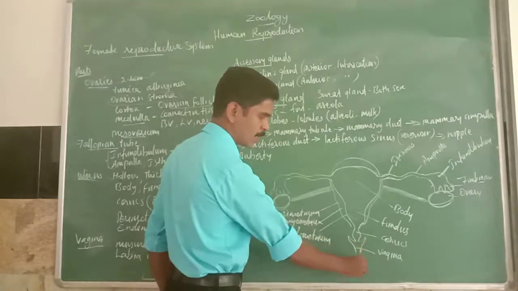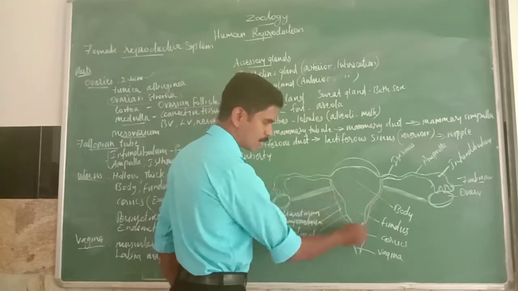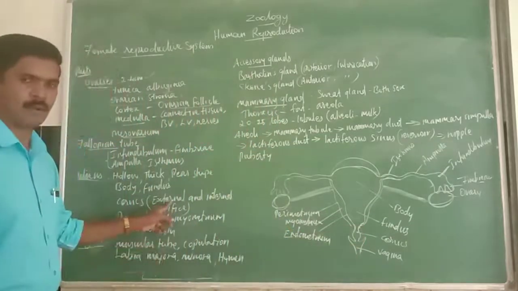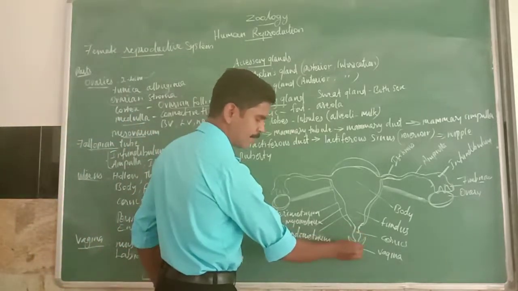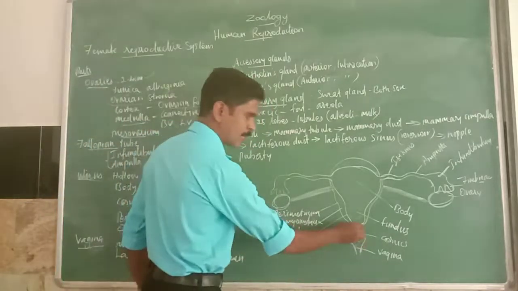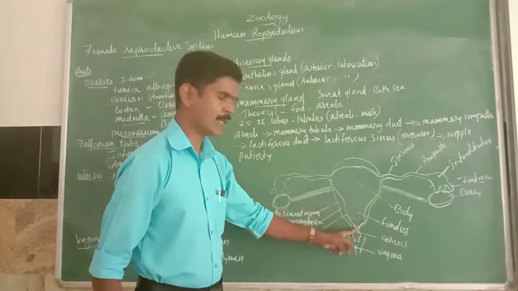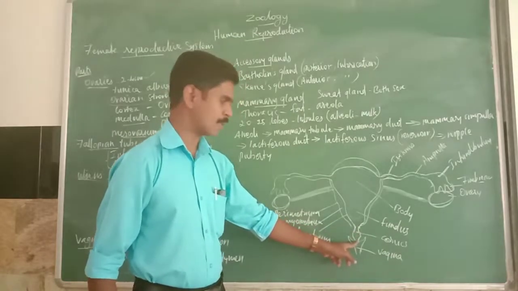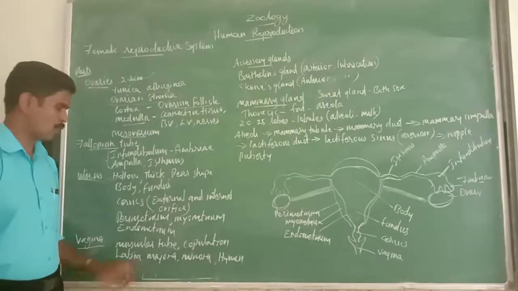The vagina is a long muscular tube-like structure. The cervix region opens into the uterus region through a small opening or canal, called the internal orifice. Then the cervix opens into the vagina through a small opening, called the external orifice. So here internal orifice, here external orifice. So two orifices are present in the cervix region. Hope you understood this point.